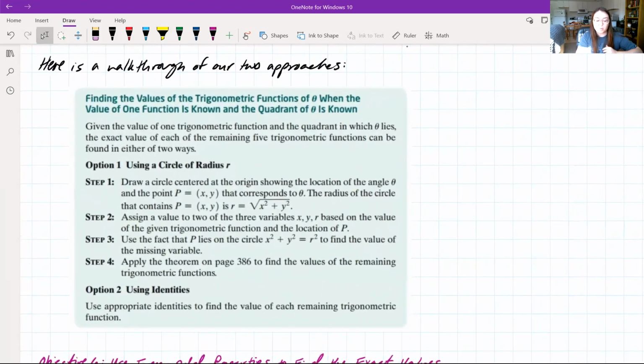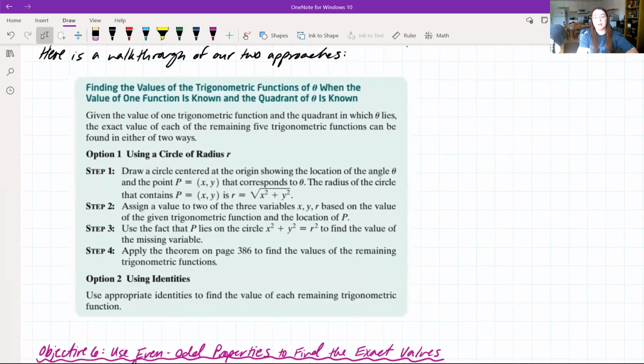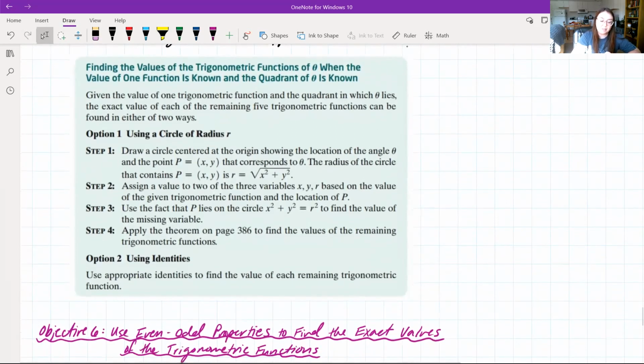So then there is a walkthrough of the two approaches. So this is found in your book. You can feel free to pause the video at any time, copy this down. But when you're finding the values of trigonometric functions of theta, when the value of one function is known and the quadrant of theta is known, then given the value of one trigonometric function and the quadrant in which theta lies, the exact value of each of the remaining 5 trigonometric functions can be found in either of 2 ways. So option 1, using the circle of radius r.